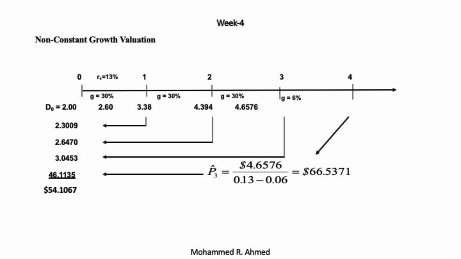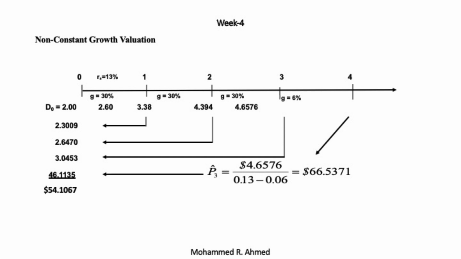To compute the fair value of a common stock experiencing non-constant growth, the first step is to bring the present value of all the dividends during the non-constant growth period. If you look at the timeline, we have calculated the dividends for periods 1, 2, and 3, and then we compute the present value of those dividends. Once we have the present value of the first 3 years of dividends, the next step is to determine the fair value at the end of the third year using the constant growth model.